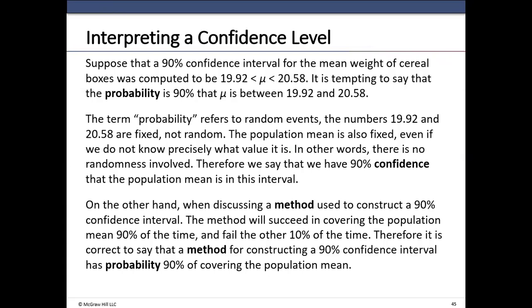Okay, so we are talking about a method which has a success rate of 90%. That means if we calculate 100 intervals using 100 samples, 90 of those intervals will contain the actual population mean, and the remaining 10 will not.